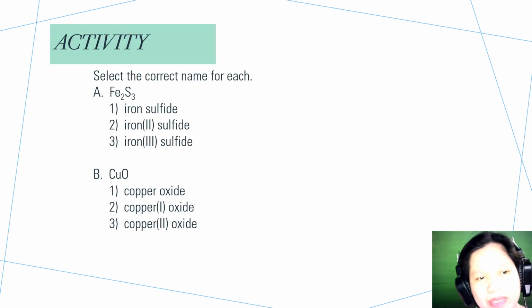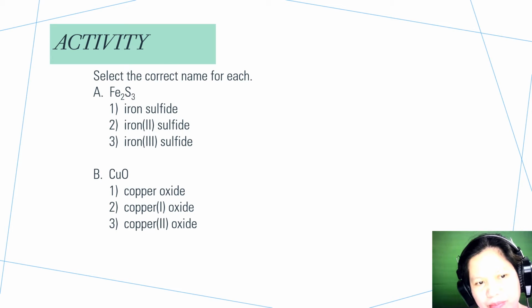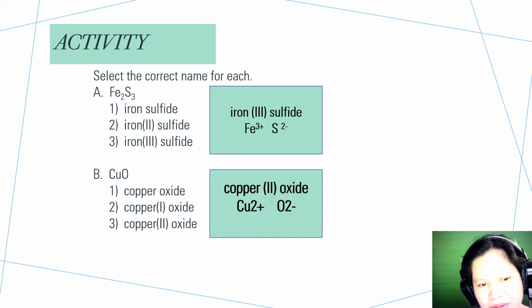Now, let's have this activity. What do you think would be the correct name for Fe2S3? Okay, very good. So, you have iron 3 sulfide. Next, what about copper oxide? What would be the charge? So, you have a charge of positive 2 and negative 2. So, therefore, it is copper 2 oxide.